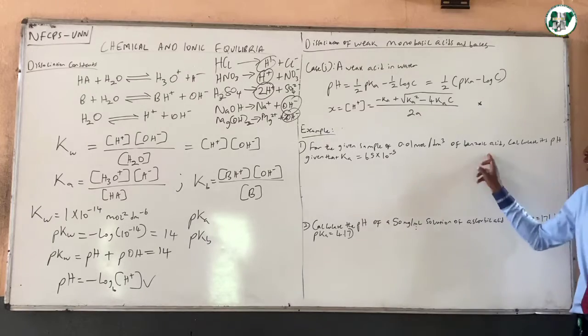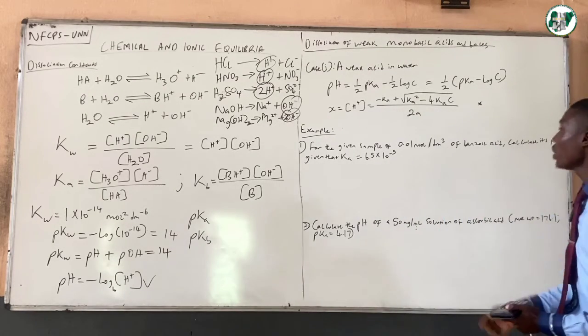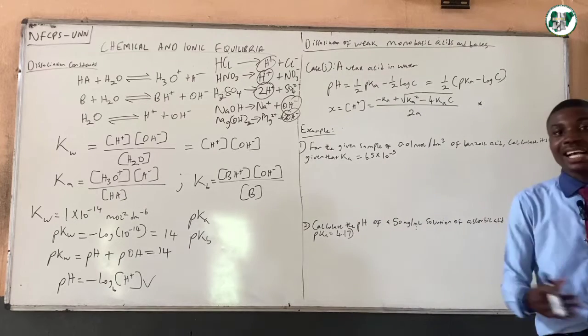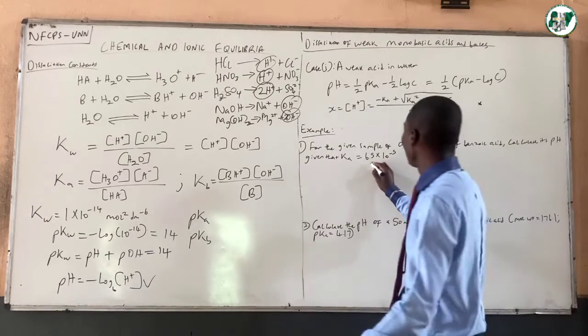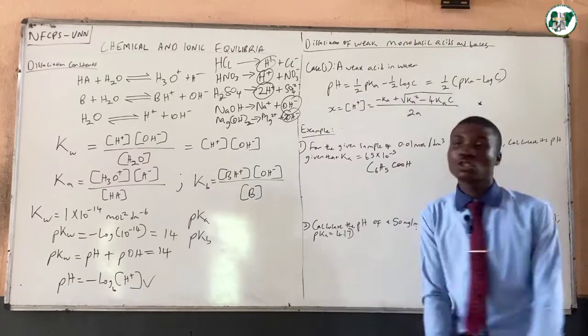So the first question says, for the given sample of 0.01 mole per dm cube of benzoic acid, what does this tell us? This is a case of a weak acid in water. How do we know it's a weak acid? Because we know that organic acids are weak acids, and this is benzoic acid. Benzoic acid is represented by the formula C6H5COOH.